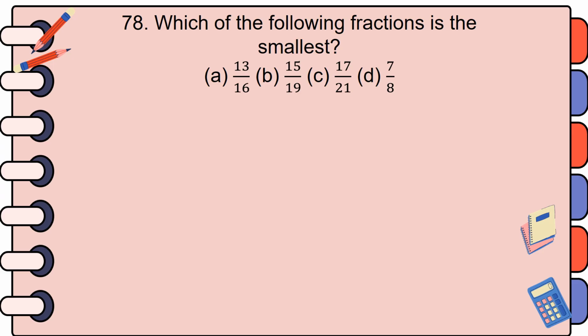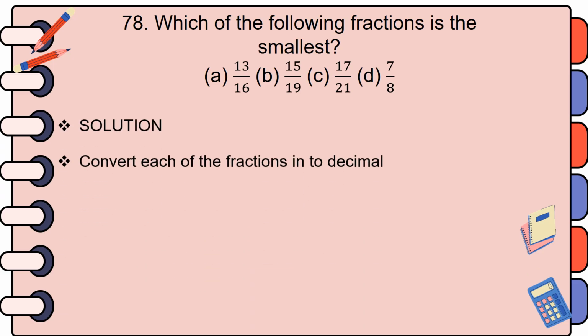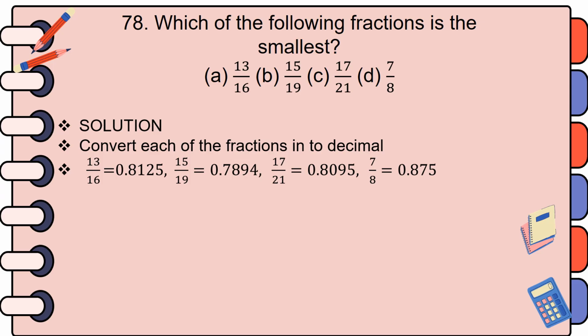So how can we get the smallest fraction here? Again, you have to convert these fractions into their decimal form and compare each decimal. And among the decimals, you have to find out the least decimal. Then find the fraction associated with the least decimal. So your answer will be the fraction that is associated with the least decimal number. So convert each one into its decimal.